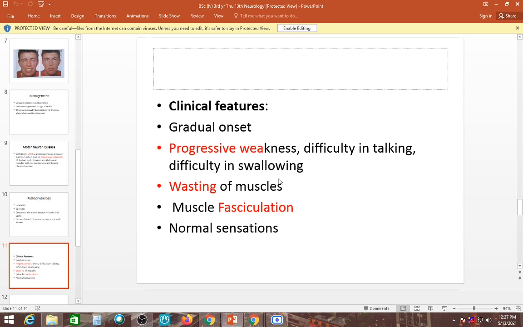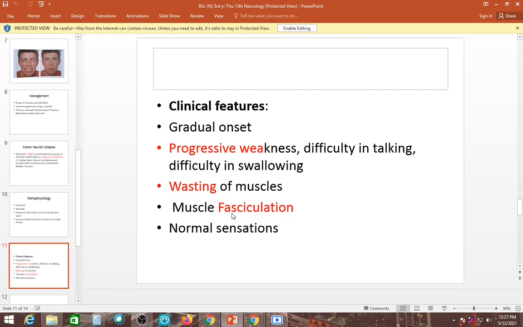It is progressive; it worsens. A very important feature of this disease is something called muscle fasciculations. Fasciculation means the involuntary movement of the muscles. The muscle flickers. The muscle moves involuntarily for a few seconds, for a few minutes, and then stops again.